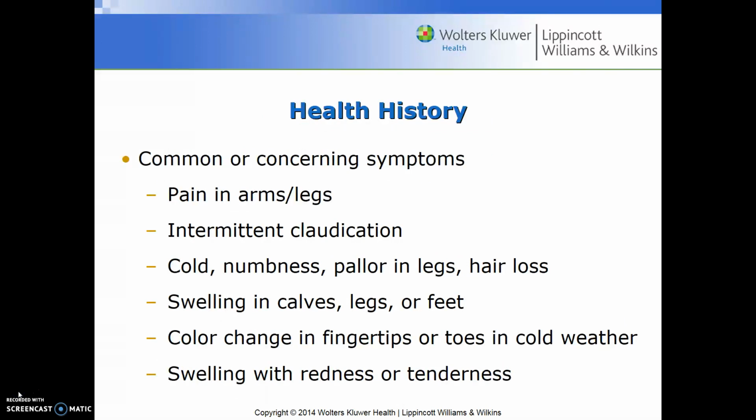Some common or concerning symptoms identified in the health history related to peripheral artery and venous disease include complaint of pain in arms and legs, intermittent claudication, cold, numbness, pallor in the legs or hair loss, swelling in the calves, legs, or feet, and certainly color change in the fingertips or toes in cold weather or with a temperature extreme. Maybe your patient is a meat cutter at the local grocery and has to go into the cooler. Swelling or redness or tenderness.